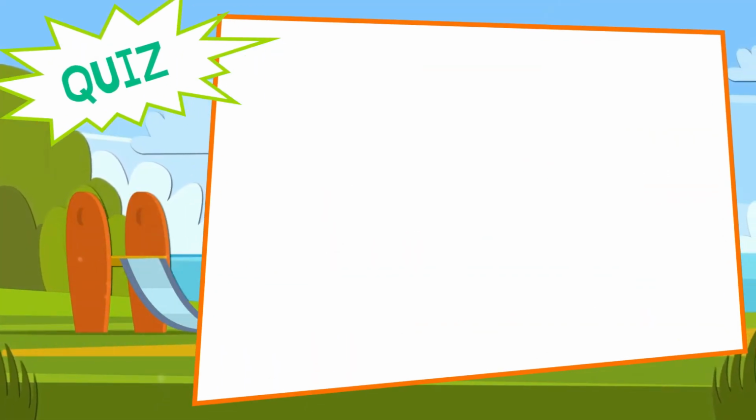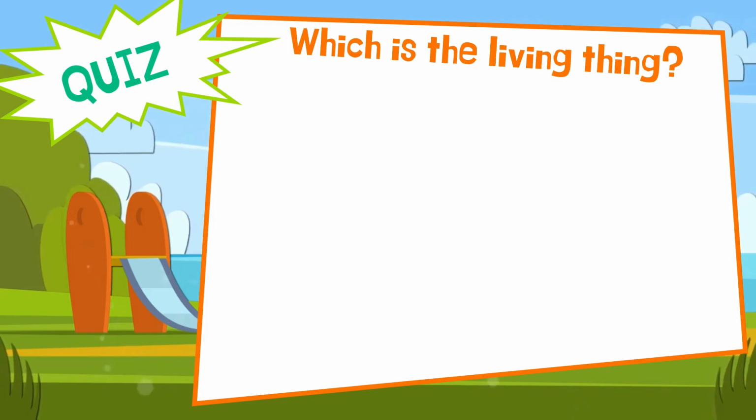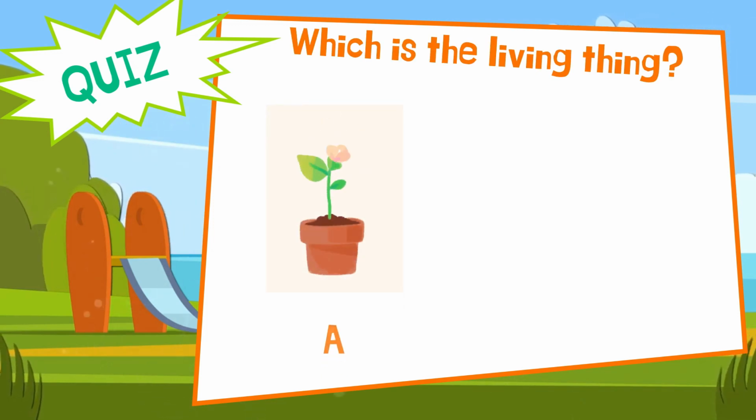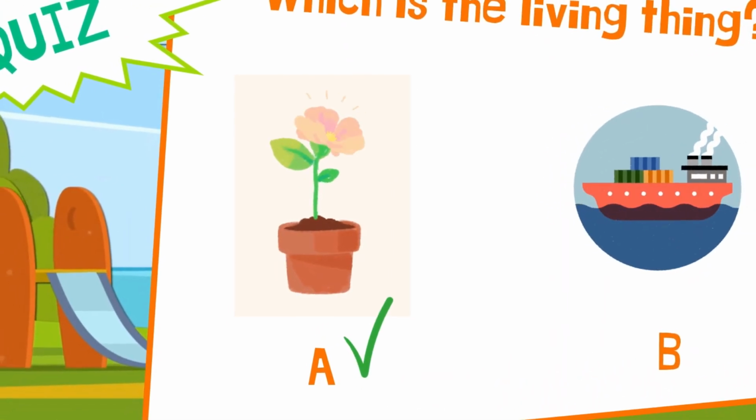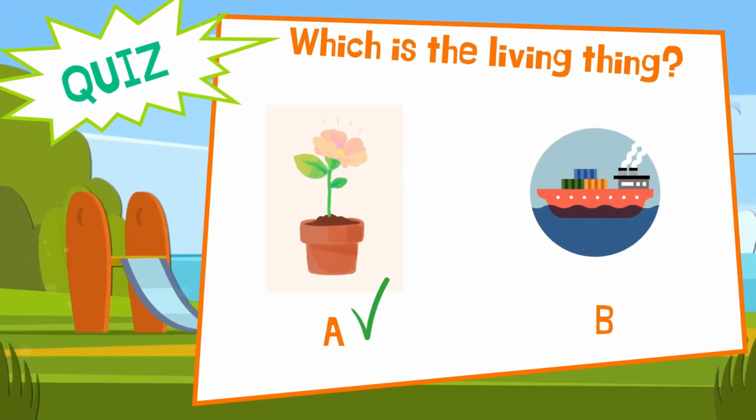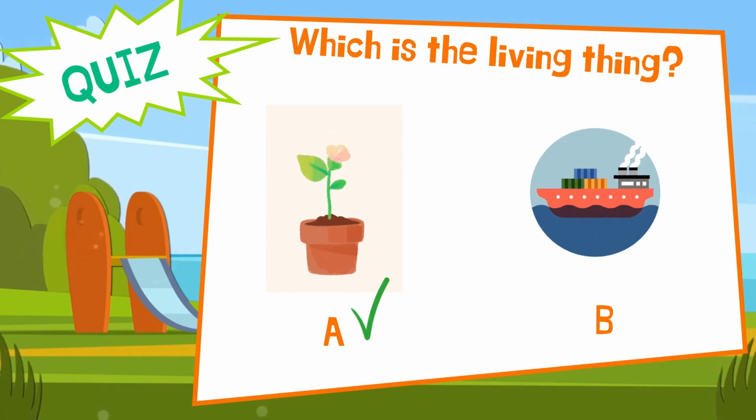Yay! It's time for you to do this quiz. Which is the living thing? Picture A or picture B? The right answer is picture A. Plant is included in living things because plant has the characteristics of living things.